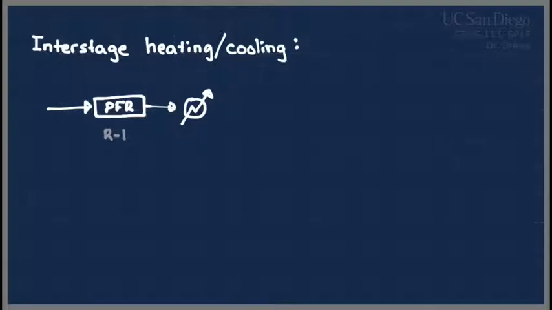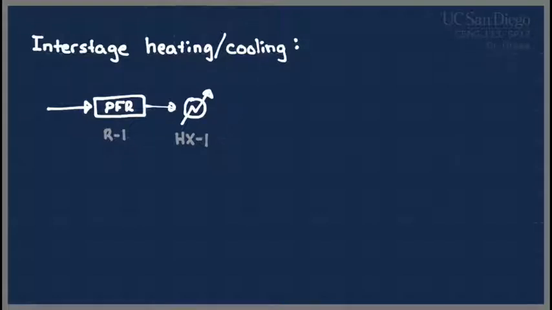So we could call this reactor R-1. For whatever reason, we start numbering at 1 instead of 0. We would call this the first heat exchanger, heat exchanger 1. That heat exchanger will generally cool things down, or if you have an endothermic reaction, it would heat things back up.